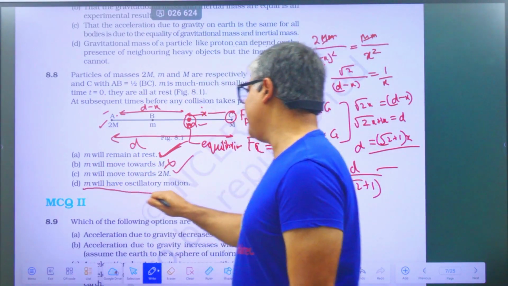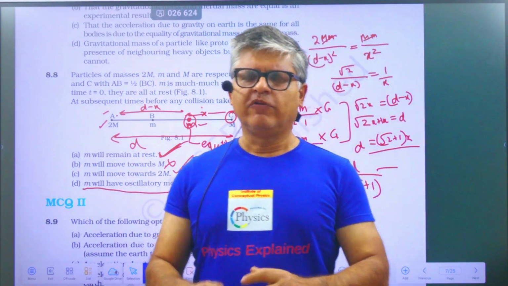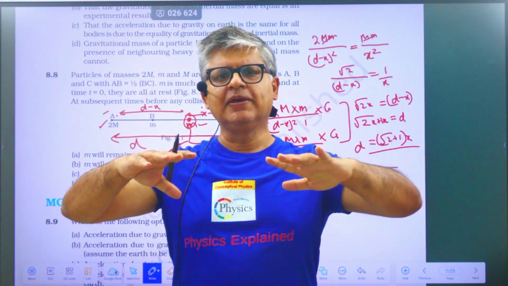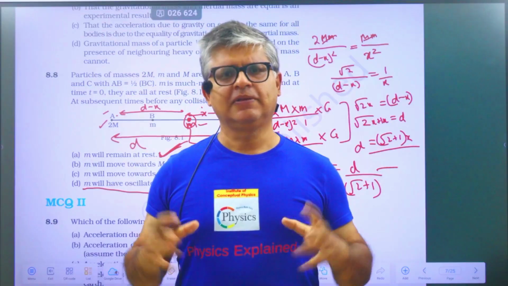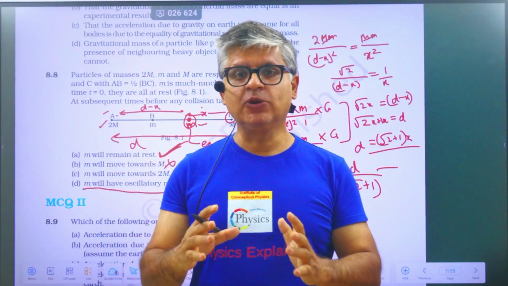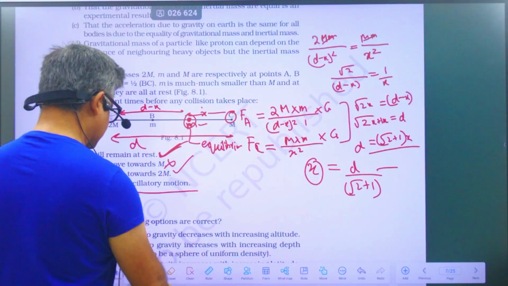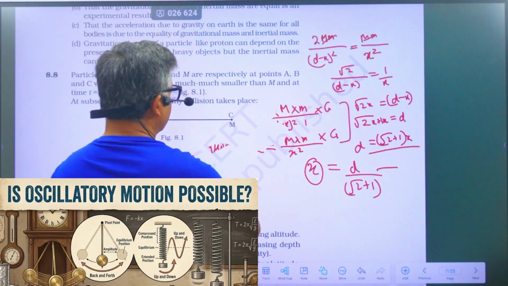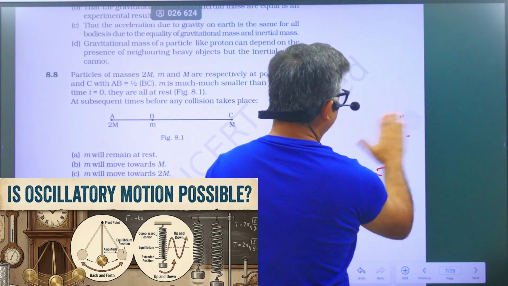Let's discuss the D part also. M will have oscillatory motion. Now, what is the stage? We have kept the body at the point of equilibrium. The body now is experiencing force from both the sides. It's in equilibrium. Why I tell you, this current situation is very, very important. And here is why. Let's discuss. I will just rub this off, and what we will discuss now is the oscillatory motion of this particular test mass.